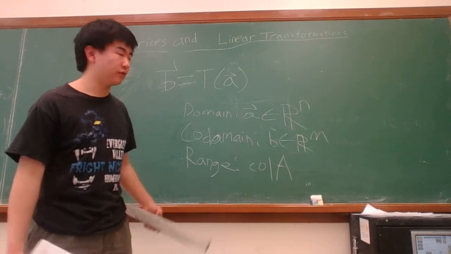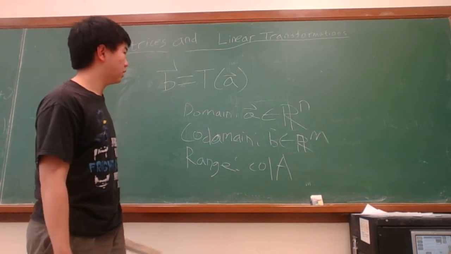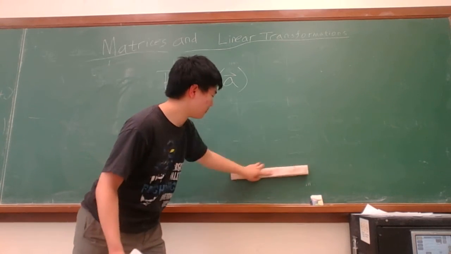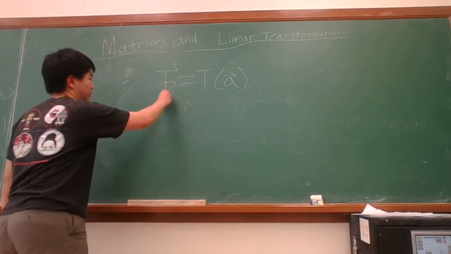And now I'm going to introduce a visual representation, just in case this wasn't clear. But this is a real valued function, right?